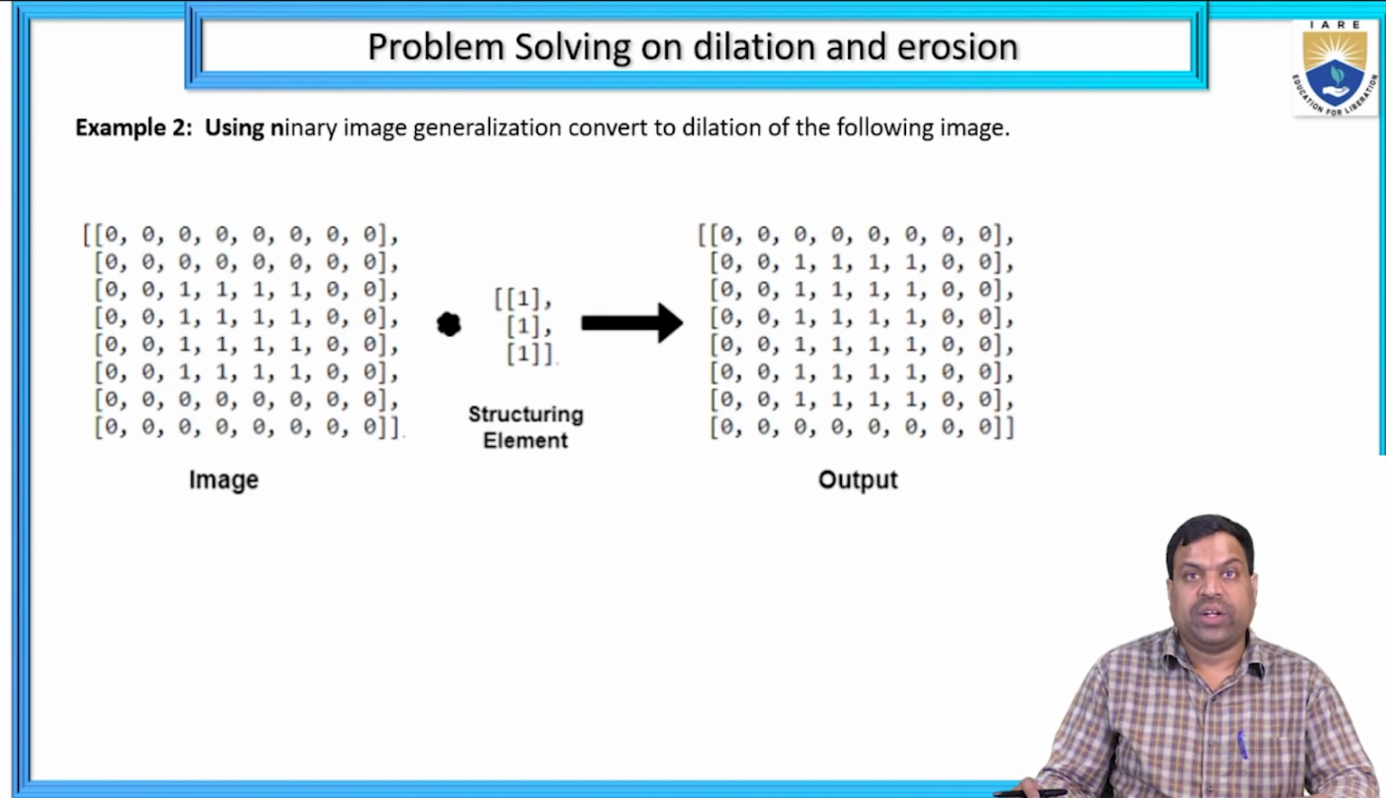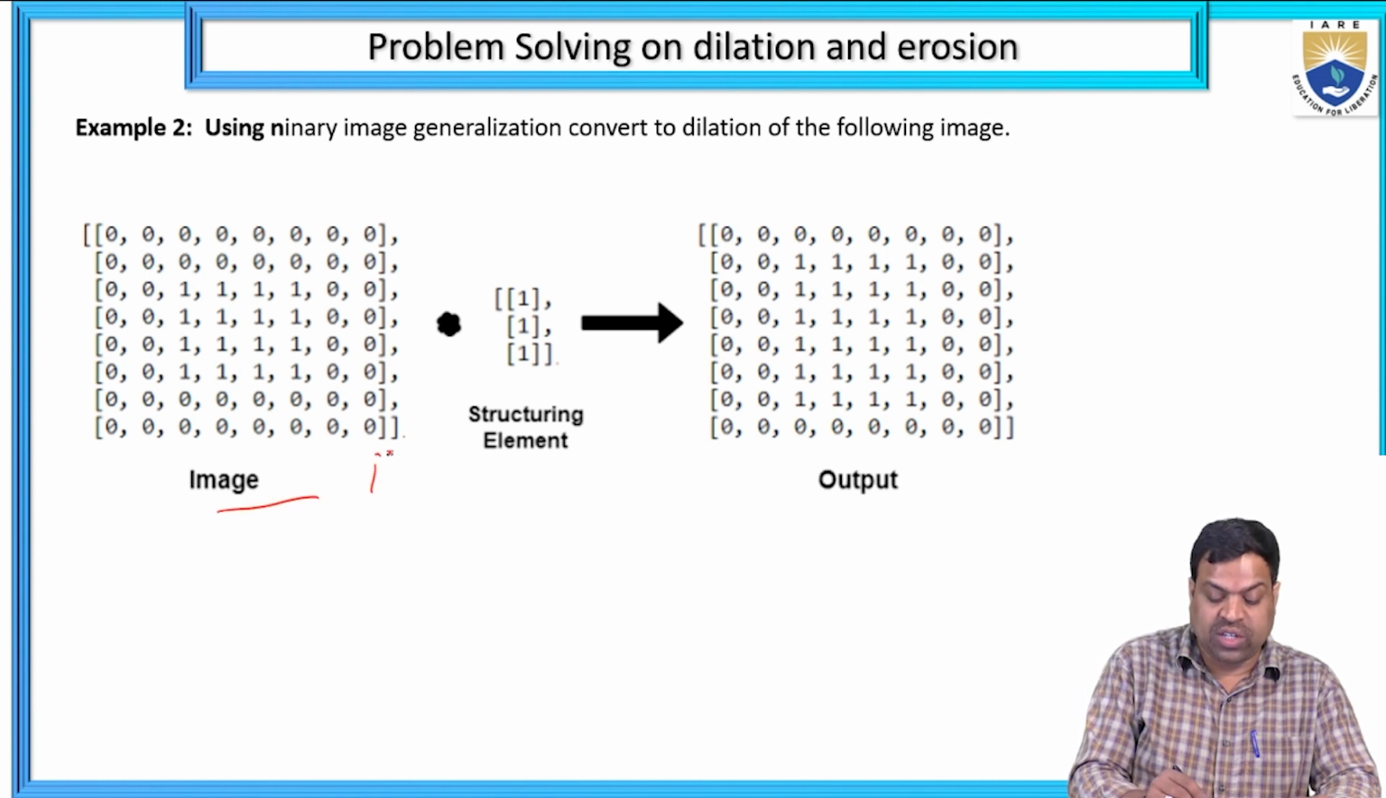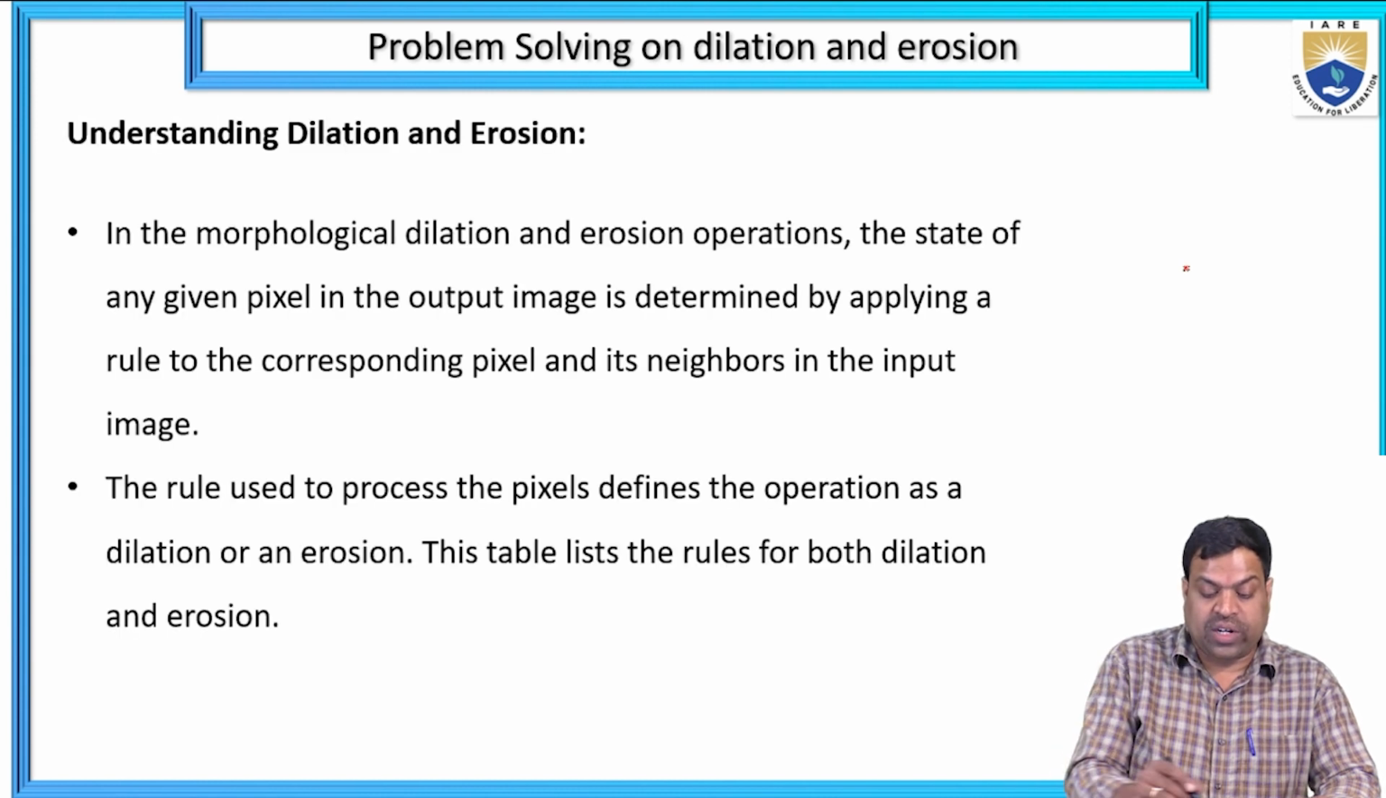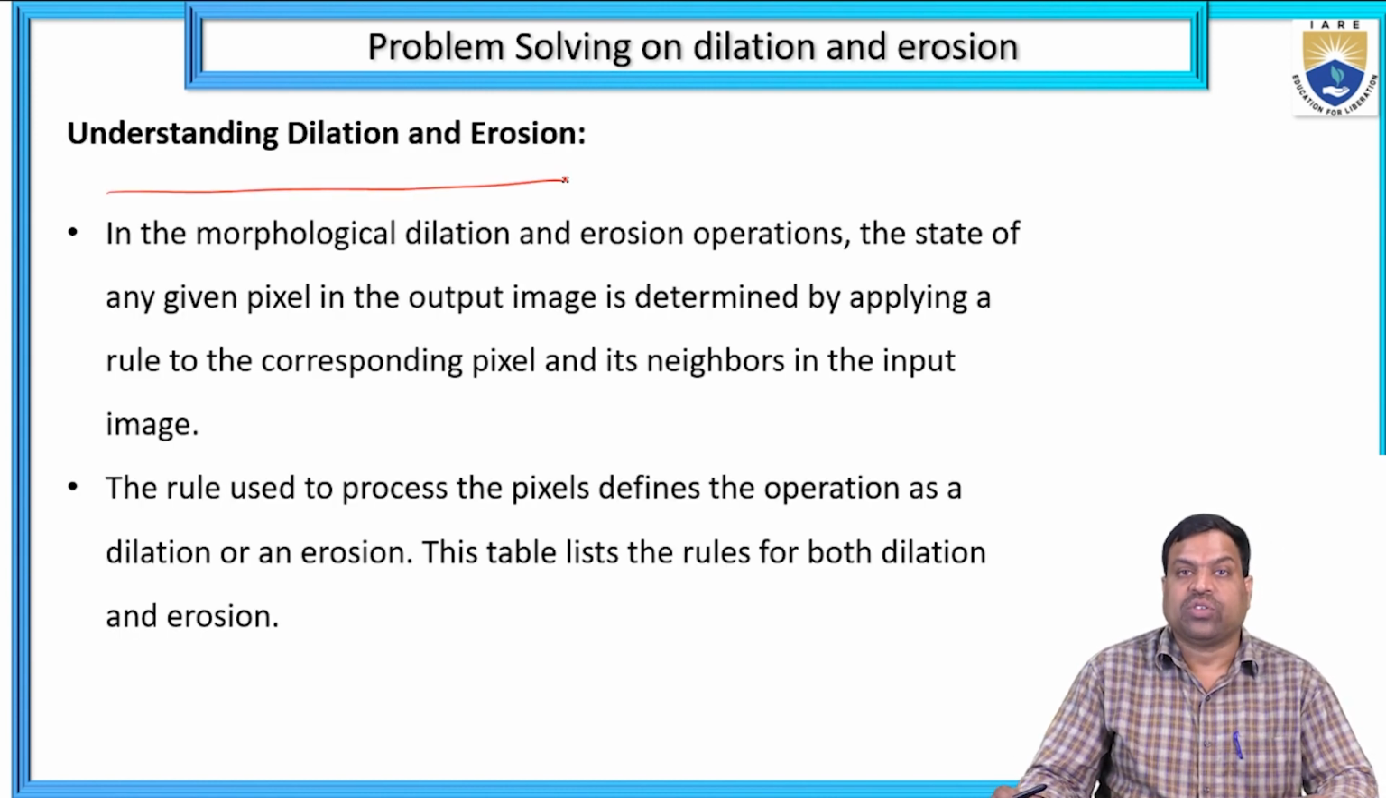And here, for example, I am using a binary image to show generalization to dilation of the following image. This image is the input image, then the structuring element, and then the output image. So, understanding dilation and erosion: how can you understand dilation and erosion?